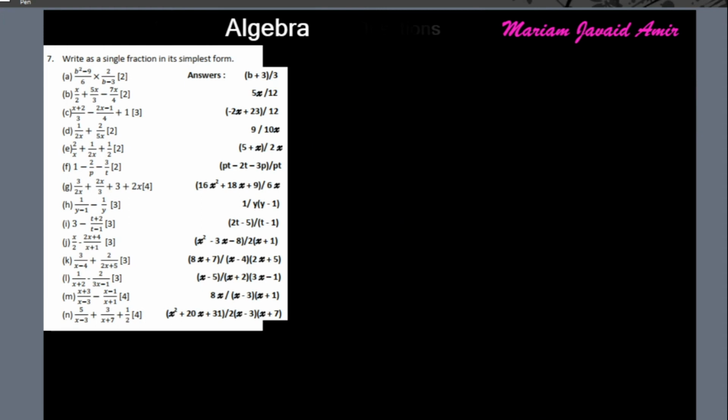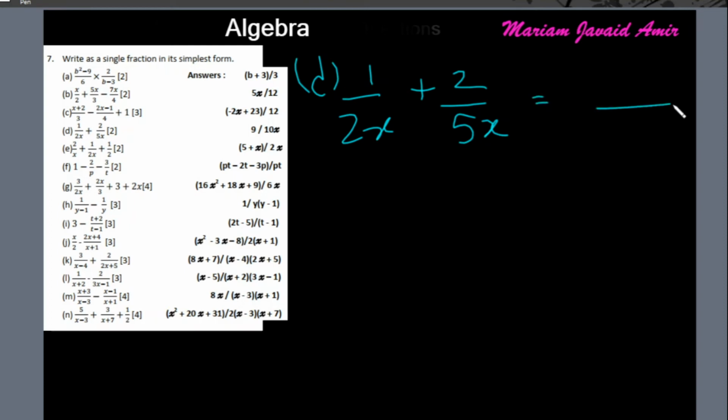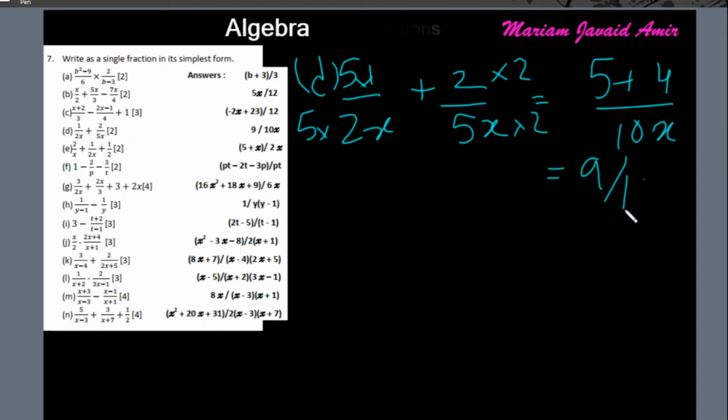Part D is 1 over 2x plus 2 over 5x. Now the LCM of 2x and 5x is x will stay as it is, and the LCM of 5 and 2 is 10. So to change this into 10x, we'll just need to multiply it with 5. So the numerator becomes 5 and this will get multiplied with 2, so plus 4. So the answer is 9 over 10x, answer for part D.